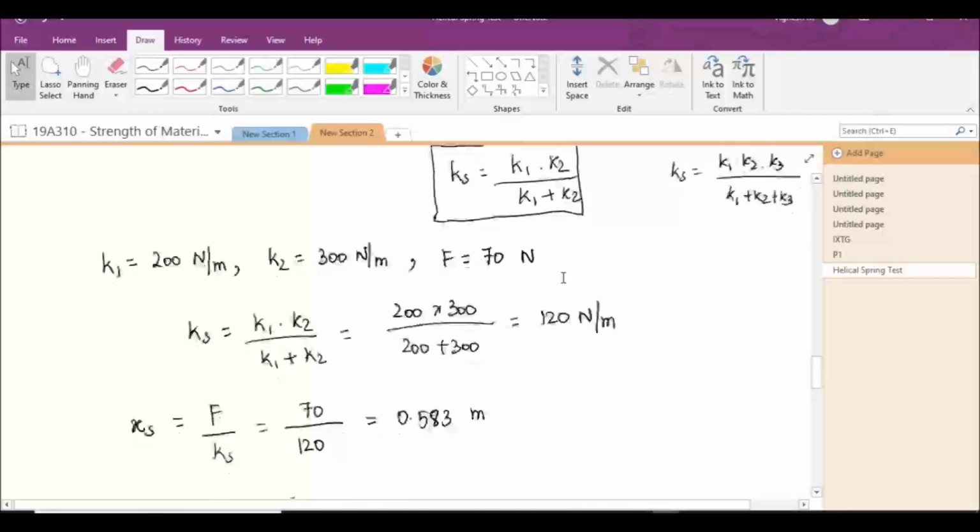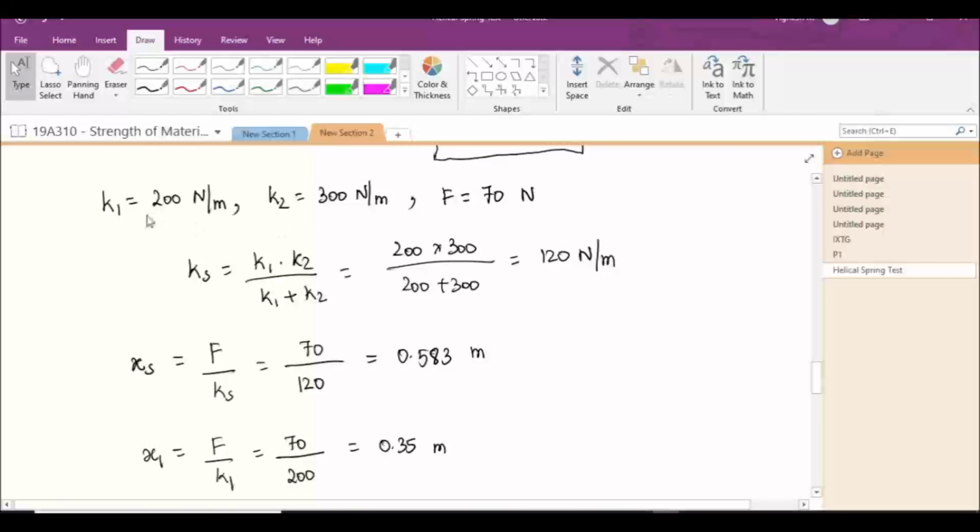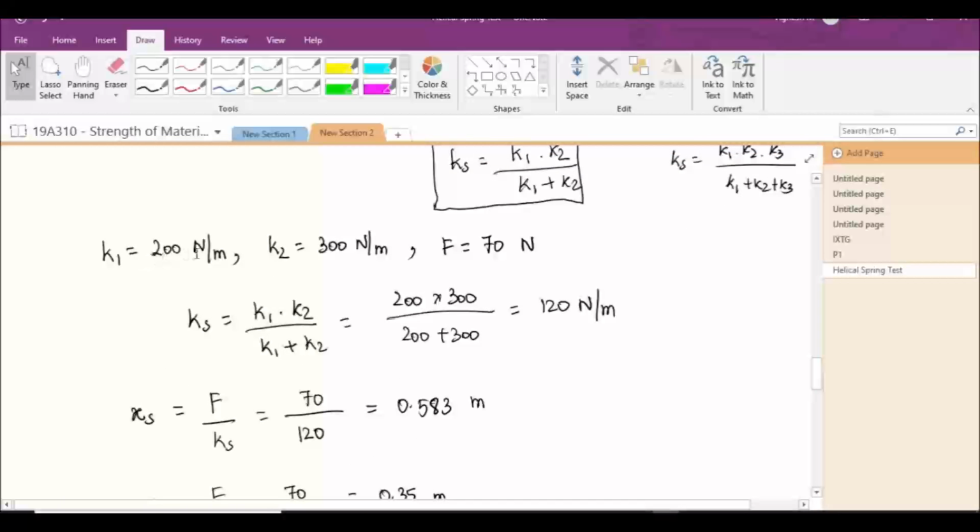Okay, let us take an example. In this example, I am taking the first spring stiffness as 200 Newton per meter, the second spring stiffness as 300 Newton per meter, and the force applied is 70 Newton. I am going to use this condition and find out the results. Compared to the first spring, the second spring is stiffer. As you can see, the value is larger, so that means it's stiffer.